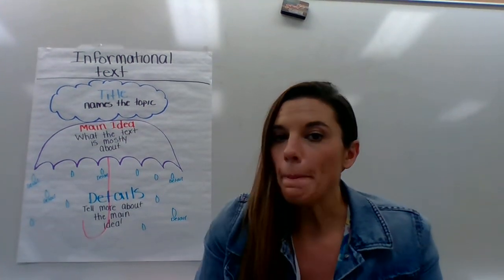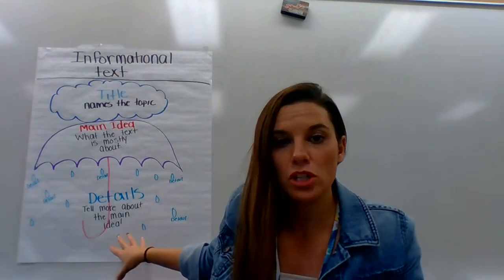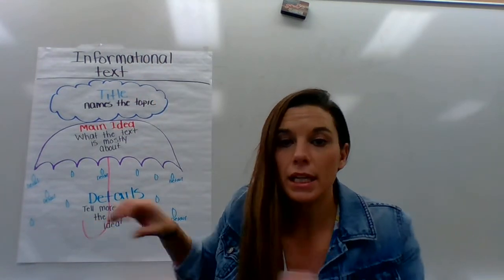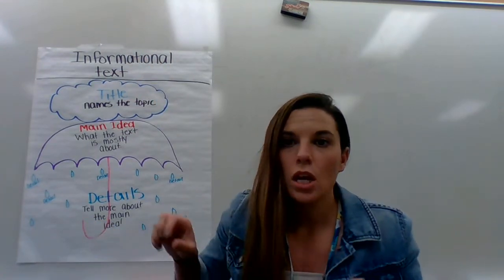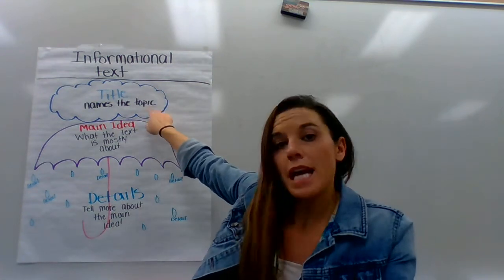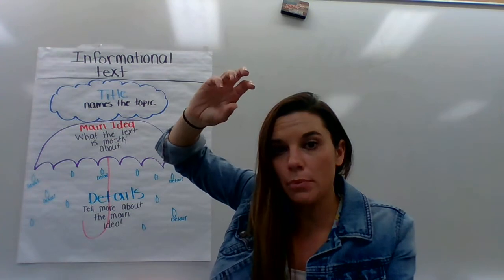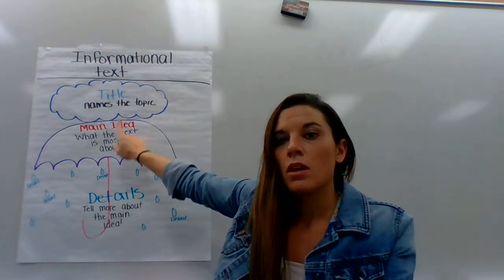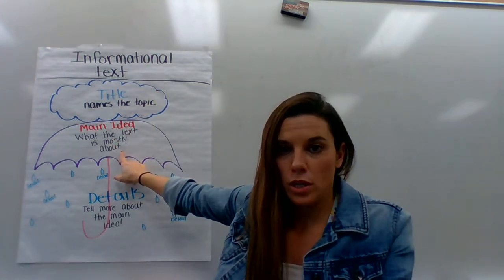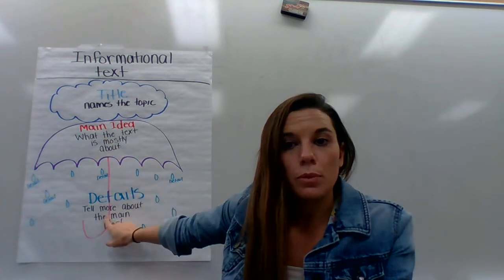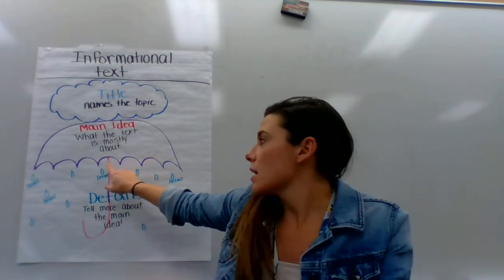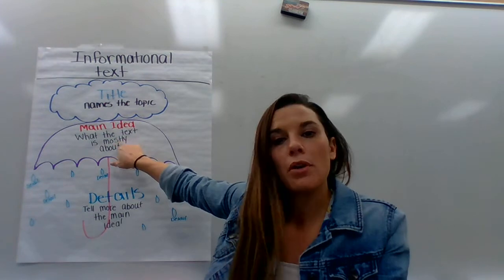So, remember, when we're picking apart an informational text that we're reading, we're going to look for a topic, which is the main topic, usually the title. A main idea, which is what the story is mostly about, and then supporting details. Things that support or tell us more about the main idea.